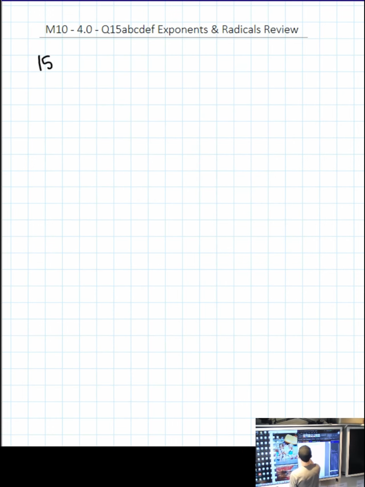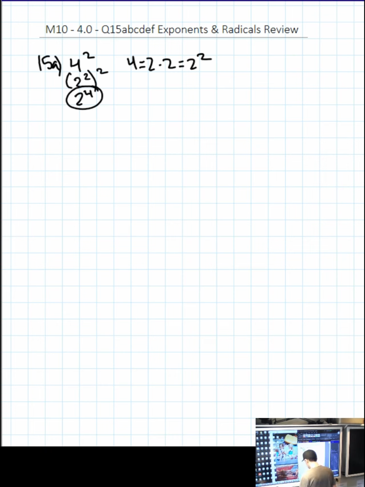Okay, we have 15A. So 4 squared. The question says change the base. So 4 is simply 2 times 2, or 2 squared. Therefore, we can replace the 4 with 2 squared and also say squared, carry down the squared, and we can multiply the exponents together, 2 to the 4. So, keep in mind, we can check our answer on our calculator, which I forgot to do the whole last question, it seems. 4 squared is 16, and 2 to the 4 is also equal to 16. Therefore, we know that we are correct.